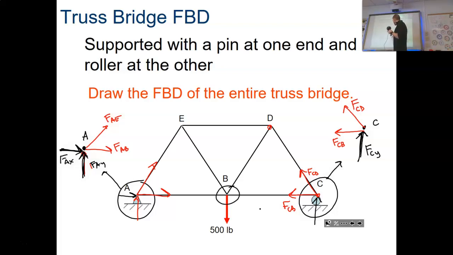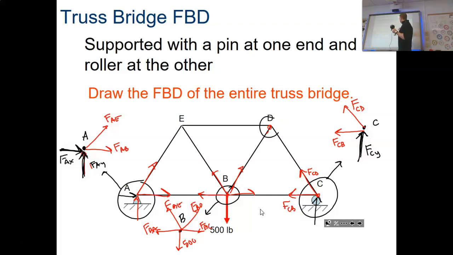If I would do this spot right here, here's point B. There's 500 pounds down. Now I've got this force, this force, this force, and this force. BA, and this is BE. This is BD, and this is BC. Here's this one, point D. There are three forces. This is DC, this is going to be DB, and there's this one, DE.